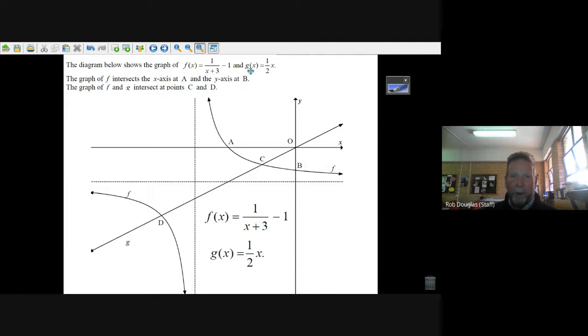And there's the graph. The graph is g(x) = 1/2 x. g(x) = 1/2 x. Well, that's the line going right through here. And we know it goes through (0, 0) because when x is 0, y is 0. So it kind of makes sense.